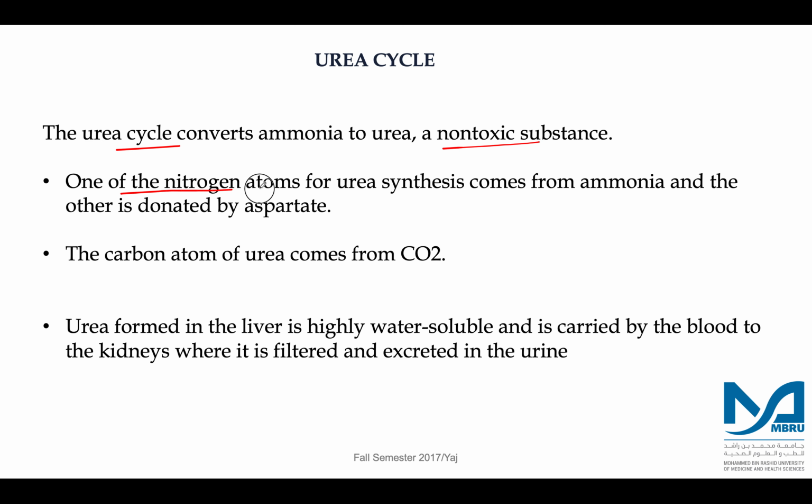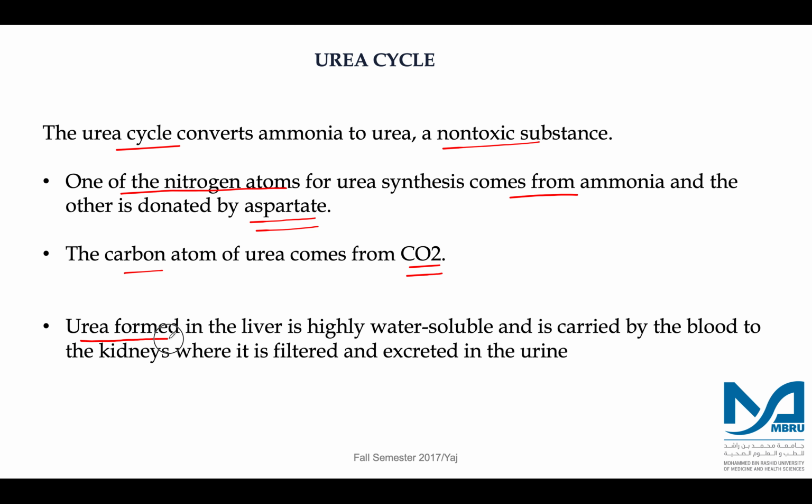One of the nitrogen atoms for urea synthesis comes from ammonia and the other is donated by aspartate. The carbon atom of urea comes from carbon dioxide. And therefore, sometimes people will ask, why is the TCA cycle important for the formation of urea? And the answer to it is that the TCA cycle is generating carbon dioxide, which is donating the carbon atom for the formation of urea.